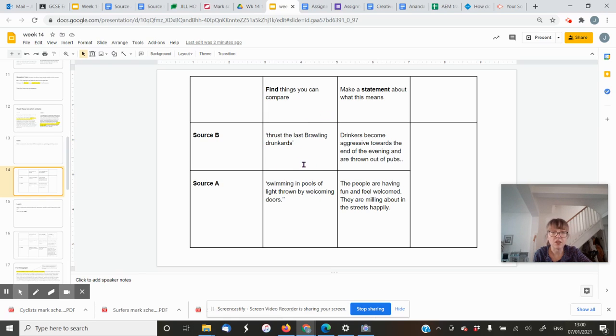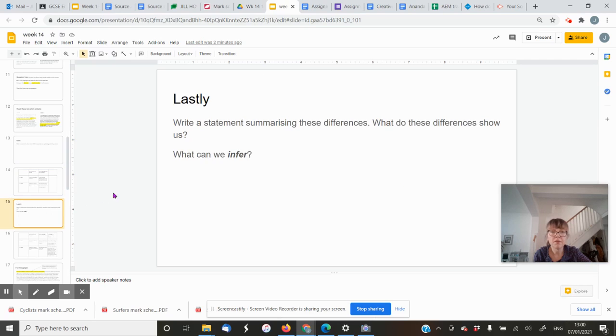So that's the first thing you want to do. Find things to compare and then explain what those things mean. And then the last thing is you need to write a statement summarising those differences. So what are those differences showing us? What can we infer from those differences?